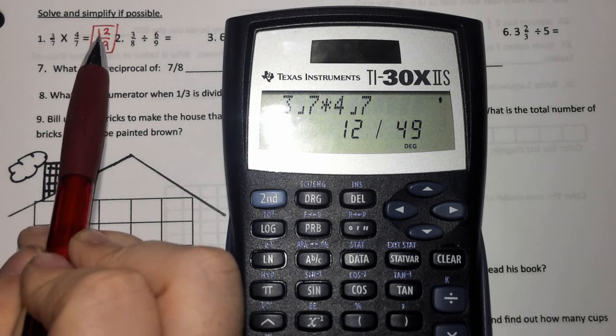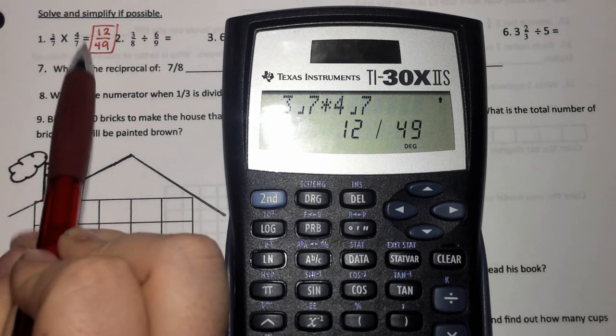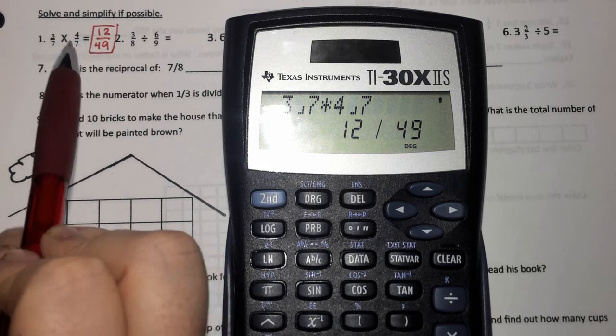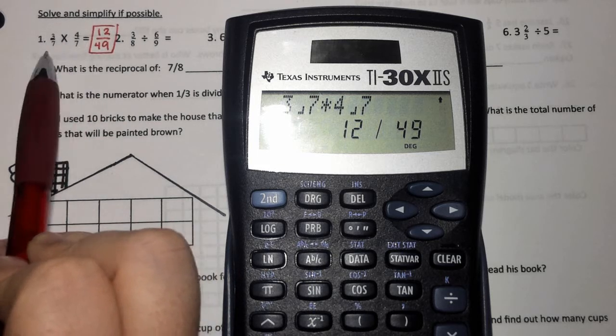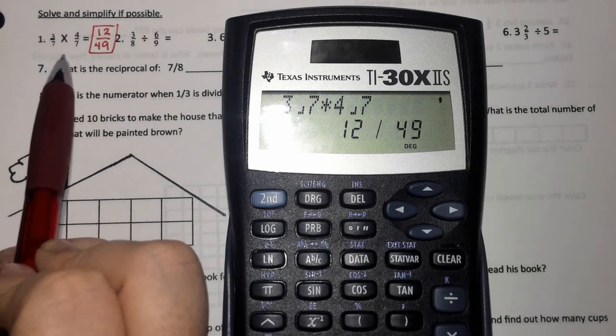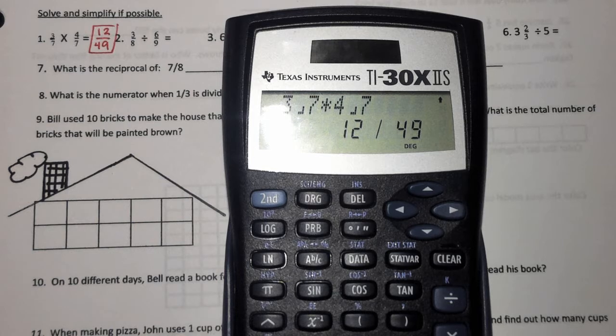I can look back at the problem. 3 and 7 won't simplify. 4 and 7 won't simplify. When I look diagonally, 3 and 7 still will not simplify. 4 and 7 still will not simplify. If I did all of my simplifying here, my answer should be completely simplified in the end.